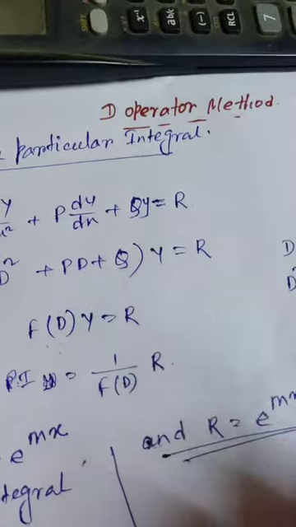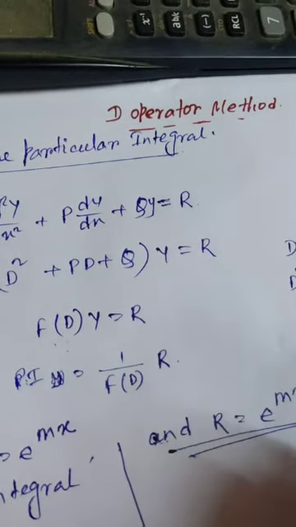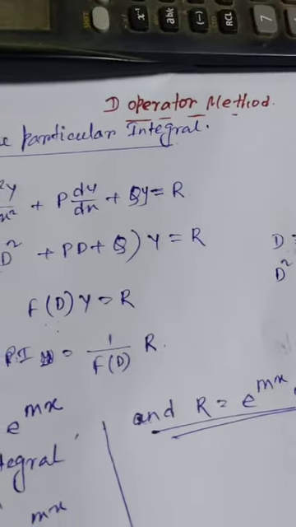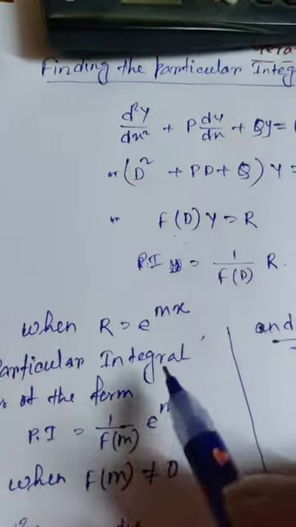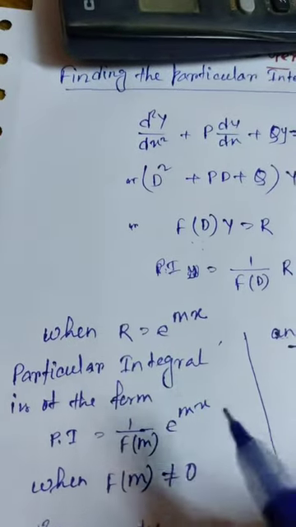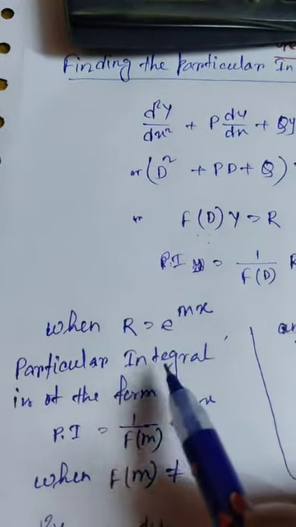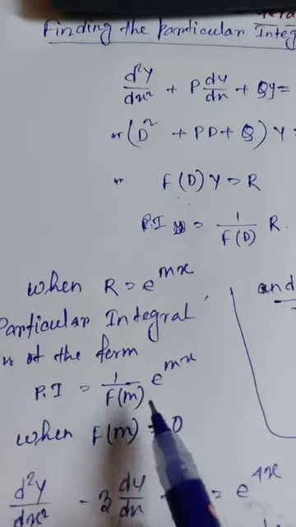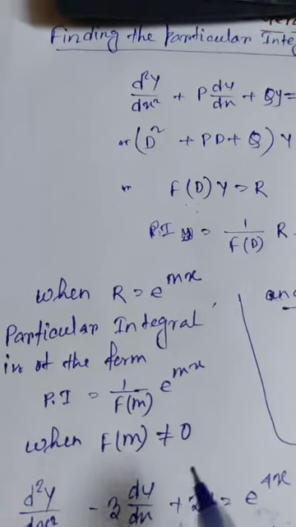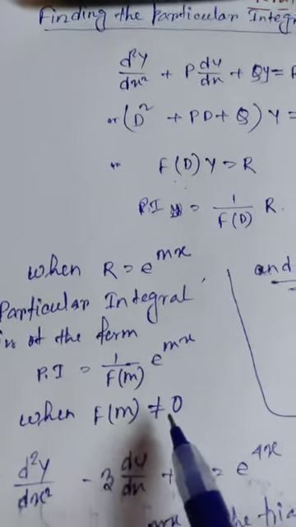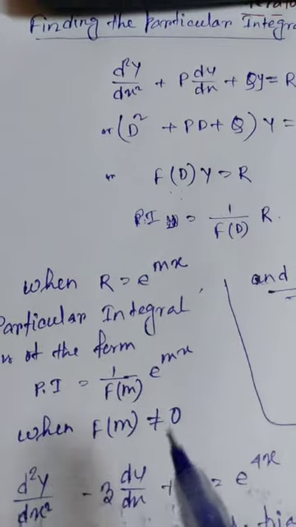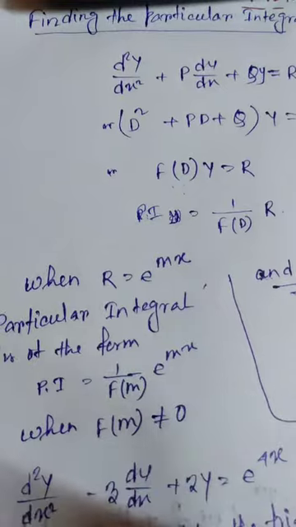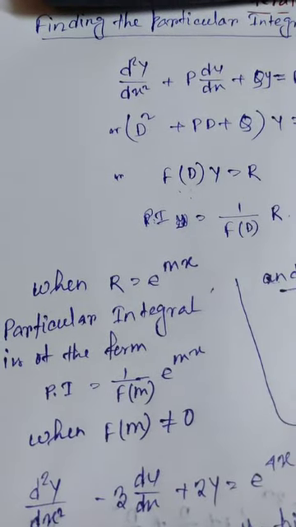Since r is a function of x, there are so many types of function of x. So in this video we will specially discuss when r is of the form e to the power mx, that means the exponential form. In that case the particular integral is PI equal to 1 by f of m into e to the power mx, when f of m is not equal to 0. The question also arises: when f of m is equal to 0, then how can we solve? We will also solve that.